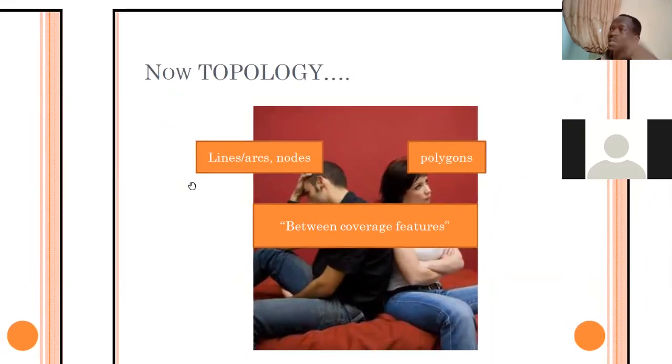If you don't have any question on metadata, which is data about data, we'll be talking on a new topic called topology. So, what is topology? You can see the lady and the gentleman. They all seem to be quite frustrated, isn't it? I think they are in a relationship and probably it's not working.